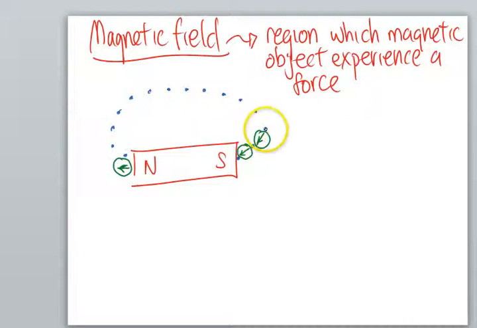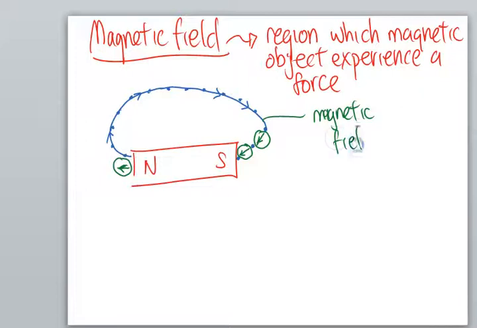And you can actually connect all the dots. Connecting all the dots together, the direction will be going in this way. This is a magnetic field line. So let's label this as our magnetic field line.